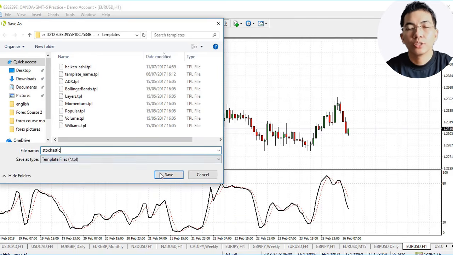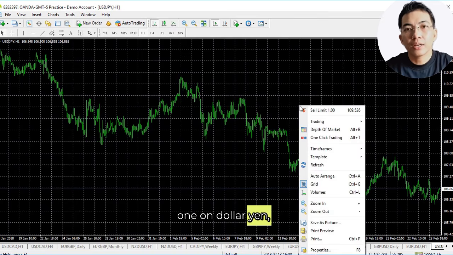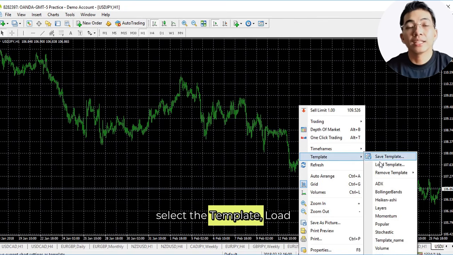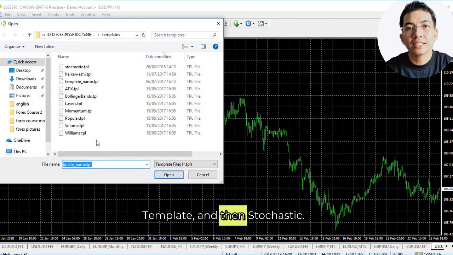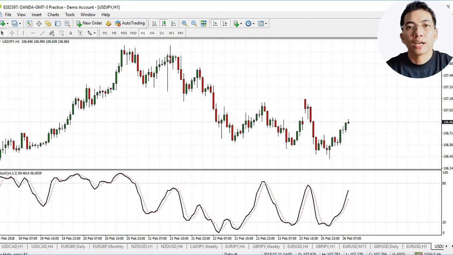When you open a new chart like this one on dollar yen, you only need to select the template, load template, and then stochastic. So open, and you have exactly the same style that you have with the euro-dollar chart.